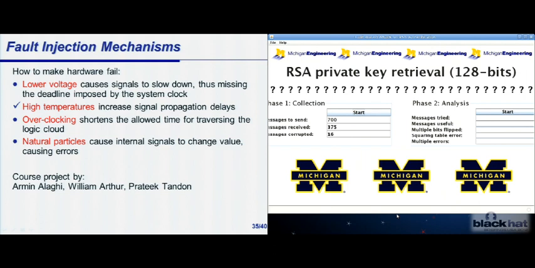So here, where is my pointer? This series of question marks, every question mark represents 4 digits of my private key. On the left, I have a window that helps me collect messages. I say send 700 messages to the server, and it will receive them back and immediately check how many of them are corrupted and how many are completely correct. After that's done, I'm going to try to run my analysis.